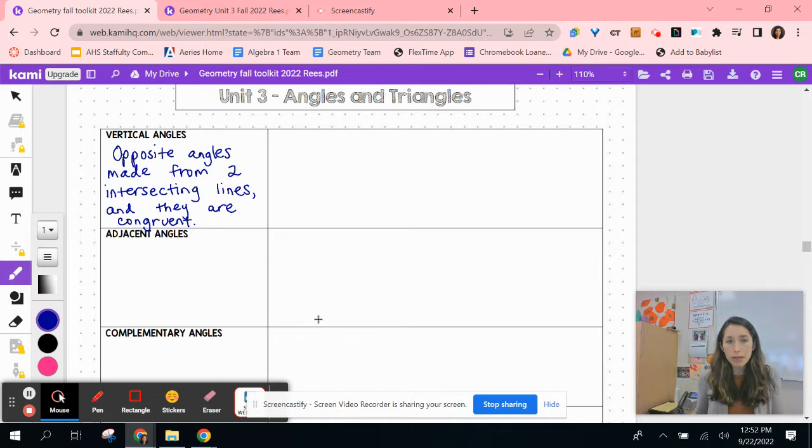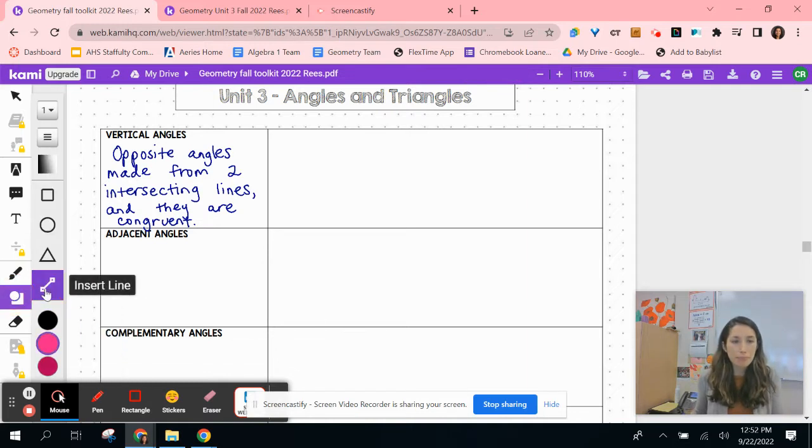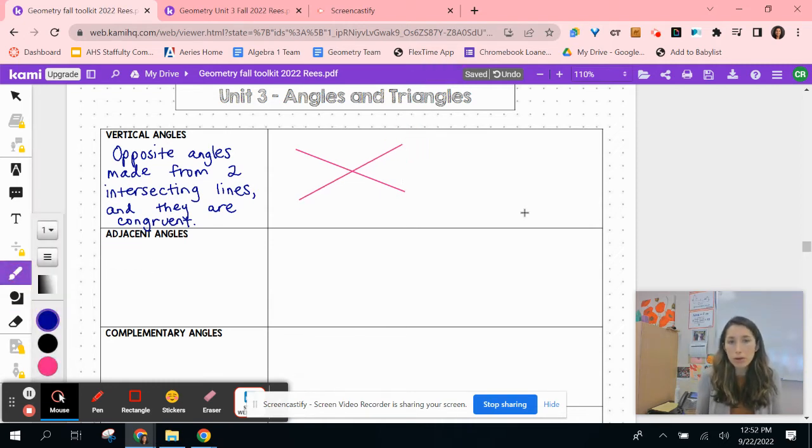So now let's create a diagram for that. Okay, so we want to create two lines that intersect each other. So here we go, two lines that intersect. They can be lines, they can be segments. I'm going to go ahead and put arrows on the end here. So we're going to say two lines, and they are the angles that are opposite to each other.